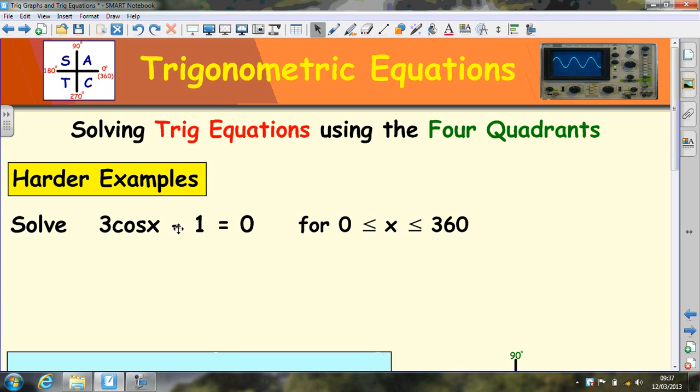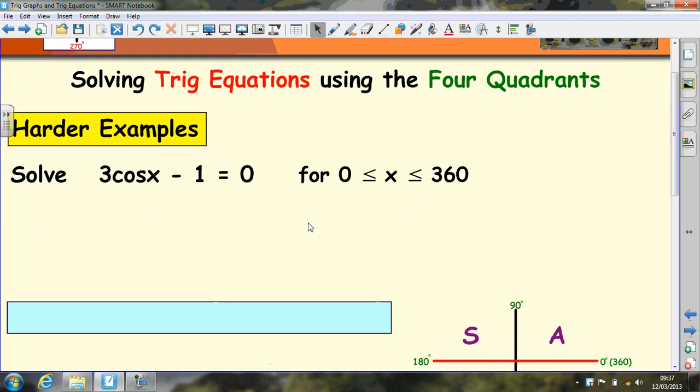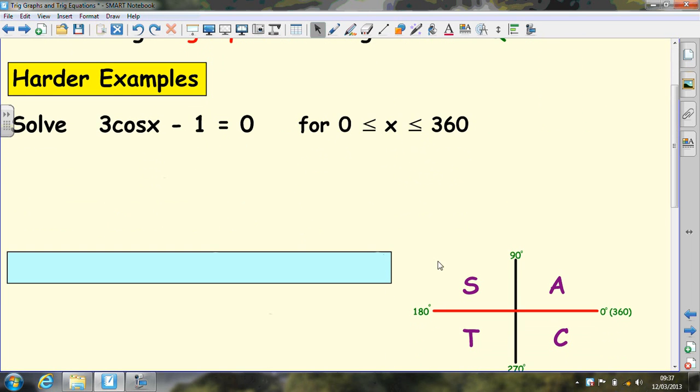Solve 3 cos x take away 1 equals 0 between 0 and 360 degrees. And from now on in these examples we're going to use our all sine tan cos to help us instead of drawing out the graphs. So the first thing we have to do with this equation is rearrange it to get cos x equals. Once we get that, we just do exactly the same as we did in the previous examples.